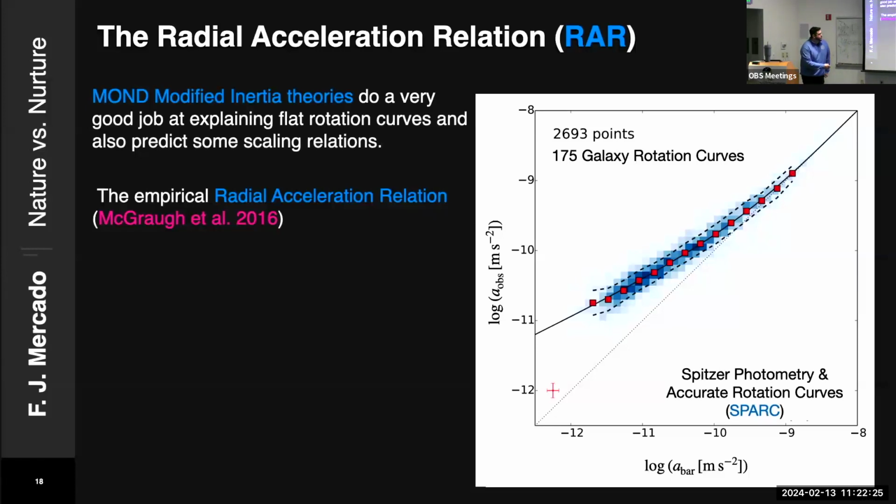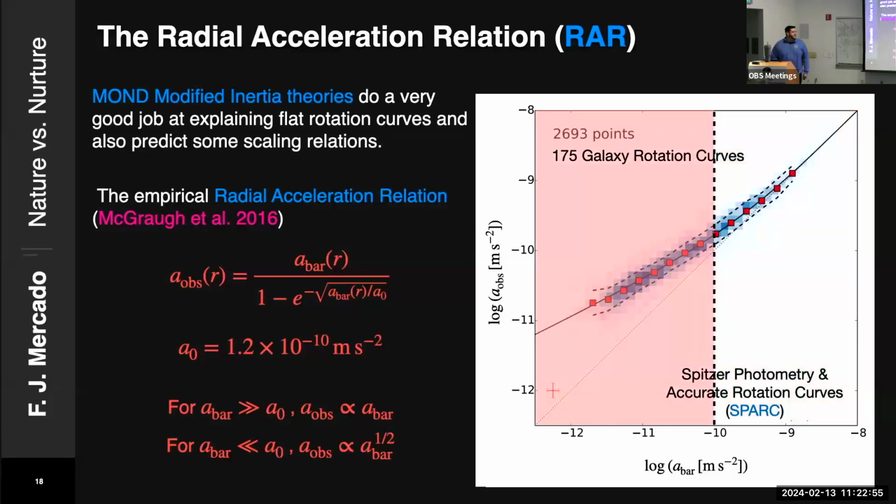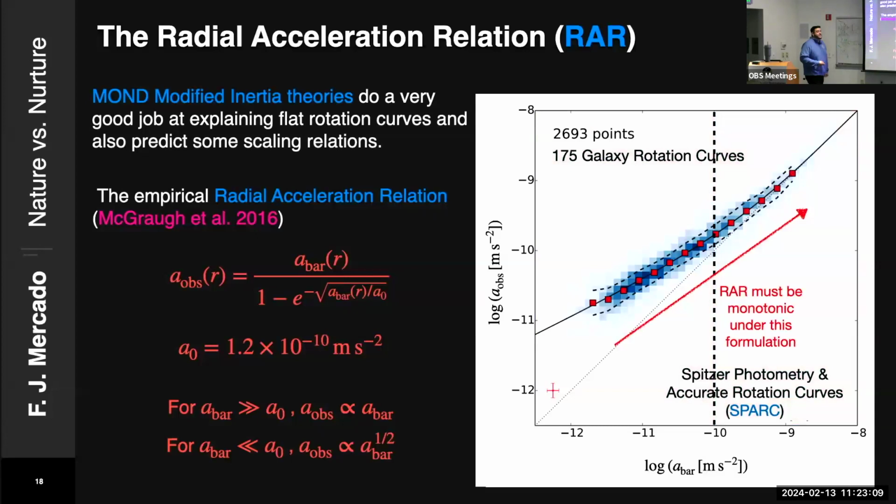Surprisingly enough, this fit to the data can be derived within a Mondian framework, such that above some characteristic acceleration that lies at about 10 to the negative 10 meters per second squared, you get what we expect from Newtonian dynamics, right? We get this one-to-one line, or a lot of these galaxies lie on this one-to-one line. However, at lower acceleration scales below this characteristic acceleration, we see that the data follows this scaling of about a baryon to the 1/2.